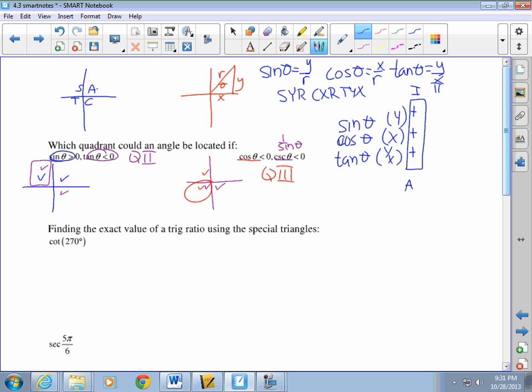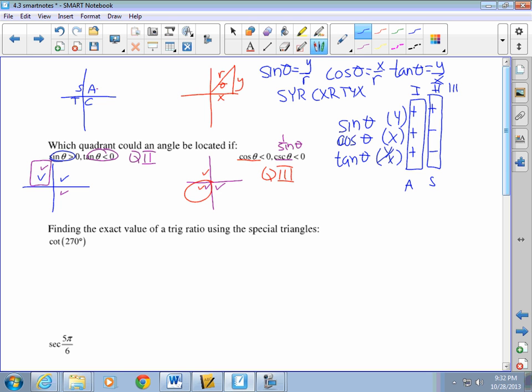In quadrant 2, quadrant 2 has the S. So in quadrant 2, only sine is positive. So that means that our y value would be positive, our x would be negative, and our y over x, oops, I forgot my bar in between there, would be negative.